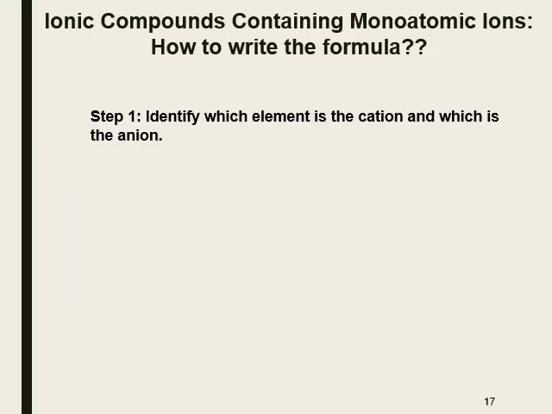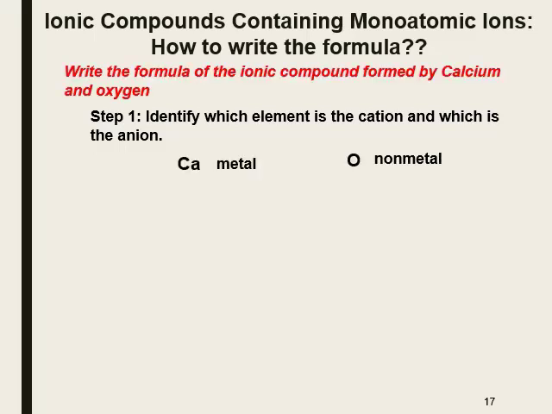Let's learn how to write the formula of any ionic compound. I will start by taking an example. In this particular example, we will learn how to write the formula of an ionic compound formed between calcium metal and oxygen nonmetal. I will explain this method step by step. Step number 1 is that you identify which element will result in formation of cation and which element will result in formation of anion.